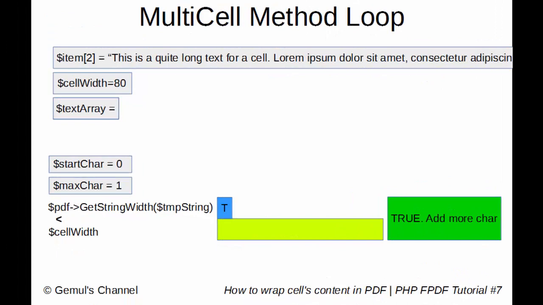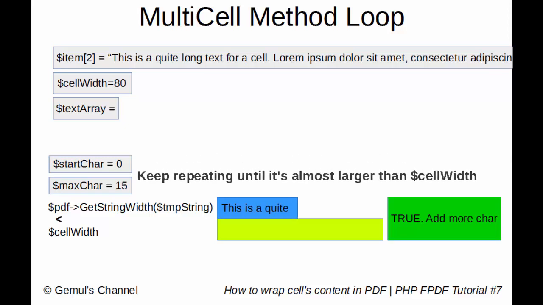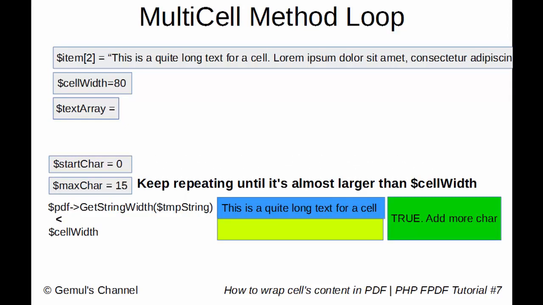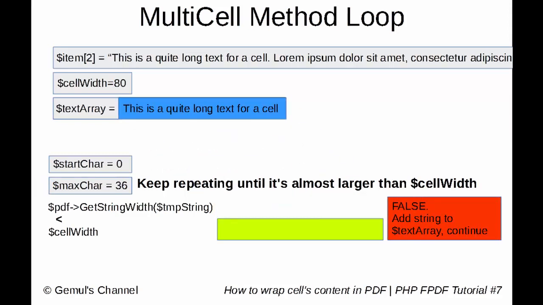To count how many lines are needed, we count how many characters can fit in the cell, by adding one character in each loop. And keep repeating until it's almost as wide as the cell, offset by error margin. You need to experiment with the error margin. Then store that string in array.